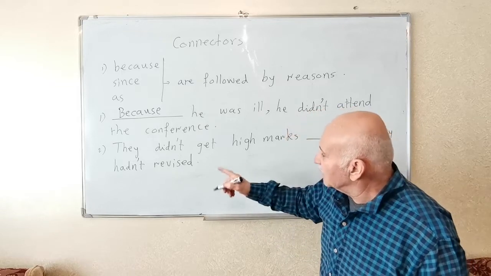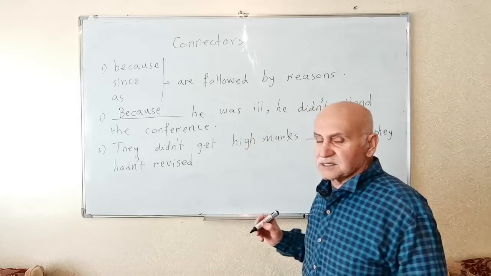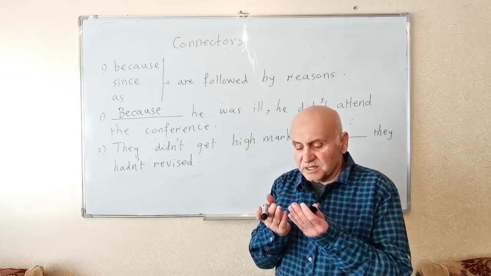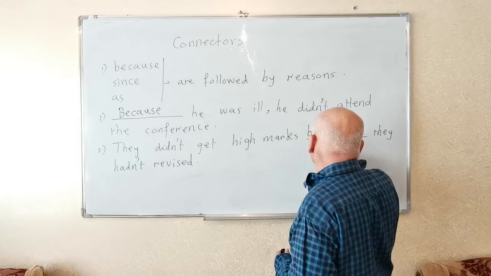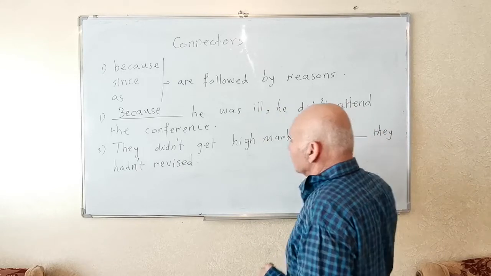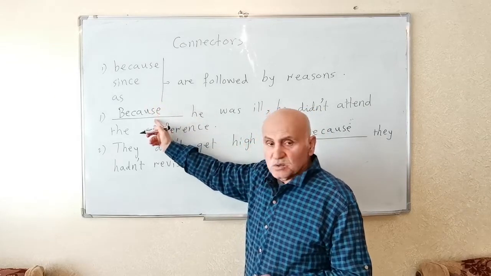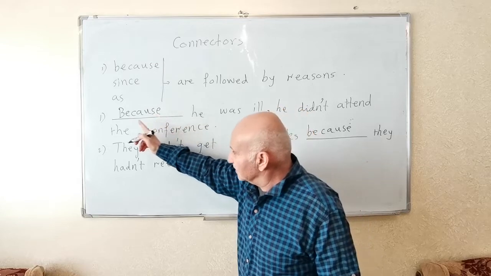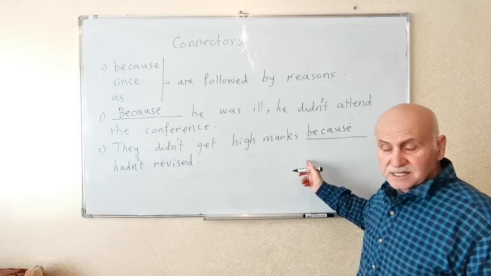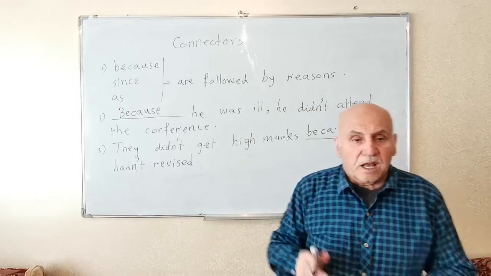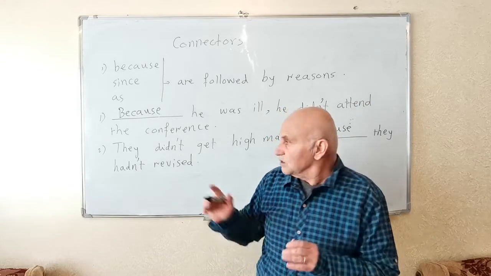Number 2, they didn't get high marks. Why? Because they hadn't revised. They hadn't read the lessons again and again. They didn't get high marks because or since or as they hadn't revised. Because, since and as can be used at the front of the sentence as in number 1, and they can also be used in the middle of the sentence as in number 2.